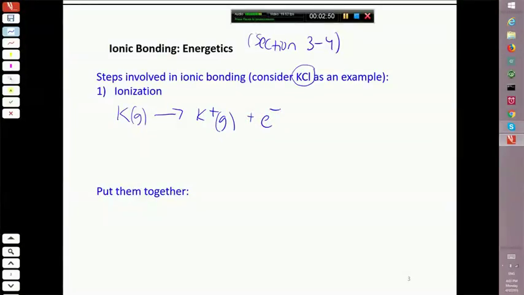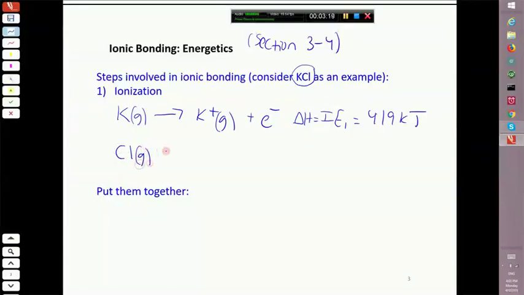And as we talked about in Chapter 3, the delta H for this step is what we refer to as the ionization energy of the metal. So we learned about ionization energy separately. That's what this delta H would be for this step here. And in this particular example, KCl, for potassium, that would be 419 kilojoules. So that's the delta H for losing the electron from the metal.